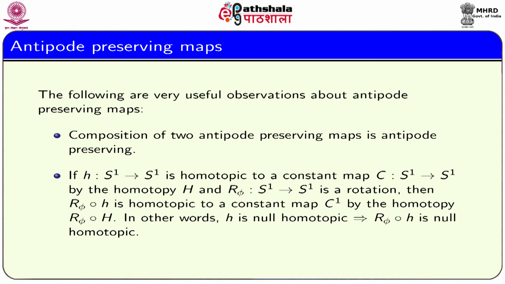Secondly, if H from S1 to S1 is homotopic to a constant map C from S1 to S1 by the homotopy capital H, and R phi is a rotation, then R phi composed H is homotopic to a constant map C1 by the homotopy R phi composed capital H. In other words, H is null homotopic implies that R phi composed H is null homotopic.